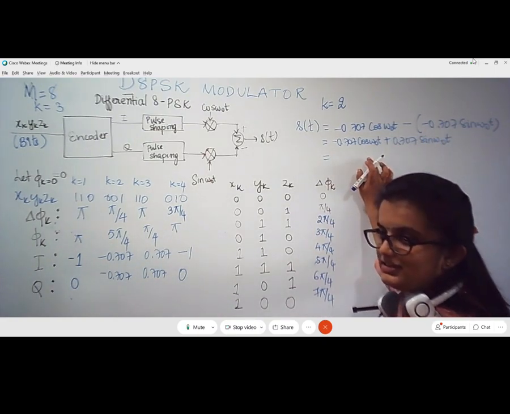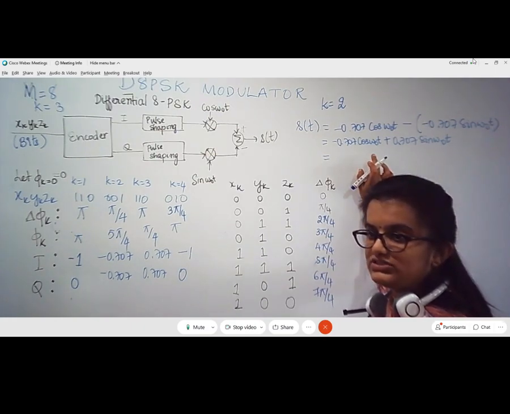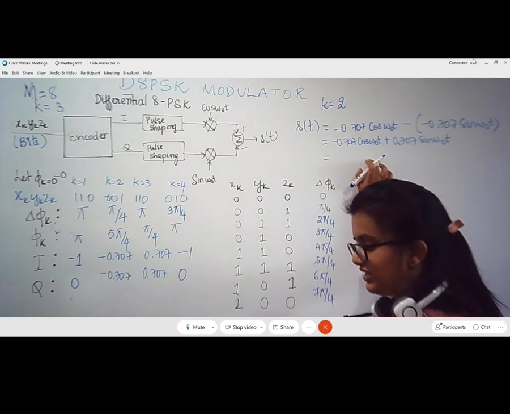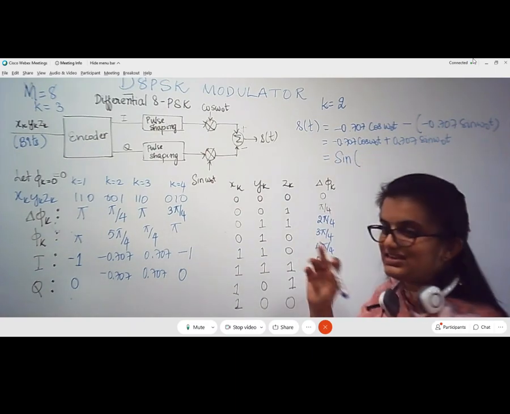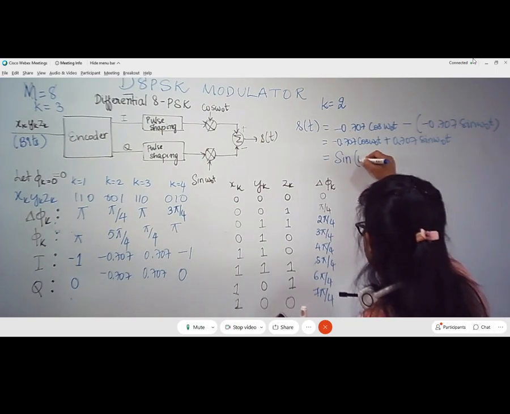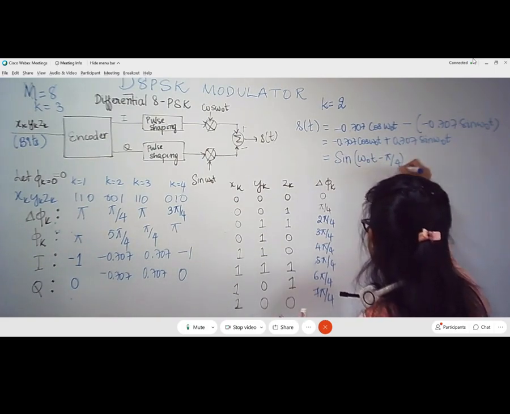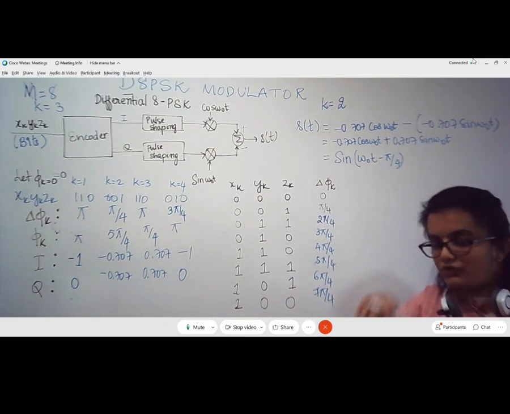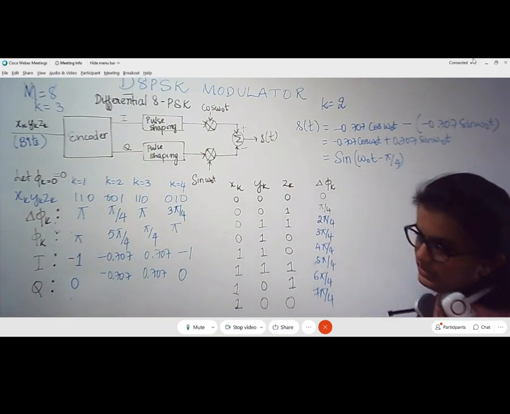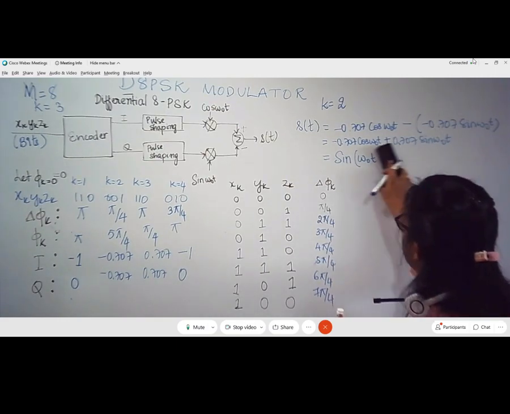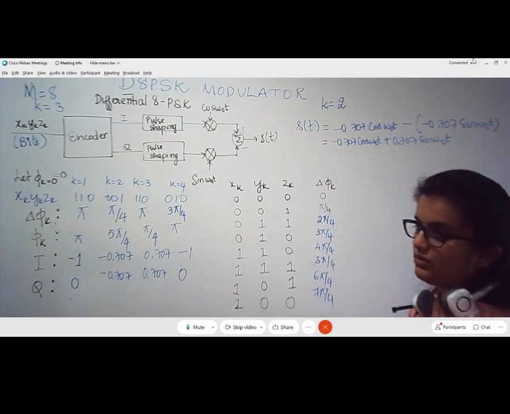This you can write either with reference to the sine carrier or the cosine carrier. If I write this in terms of the sine carrier, I can write it as a single waveform in the form of sine omega naught t minus pi by 4, using the formulas of sine a plus b or sine a minus b. We can represent it like this. So this is how a symbol is transmitted in a modulator.